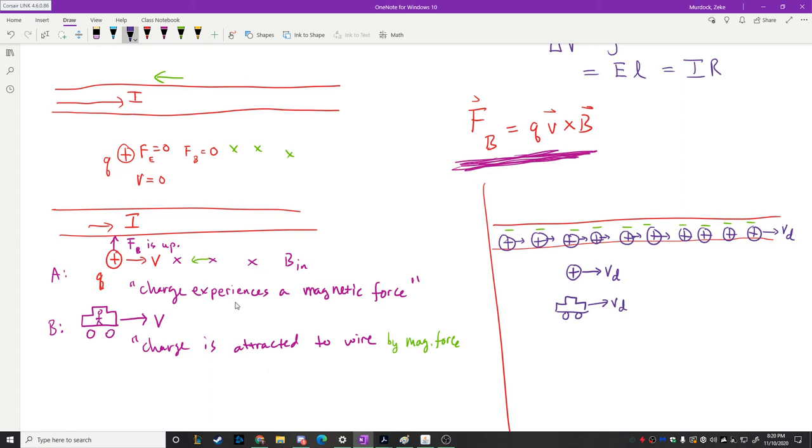what's going to happen now? Is this particle going to feel a force? And if so, how could we explain it?